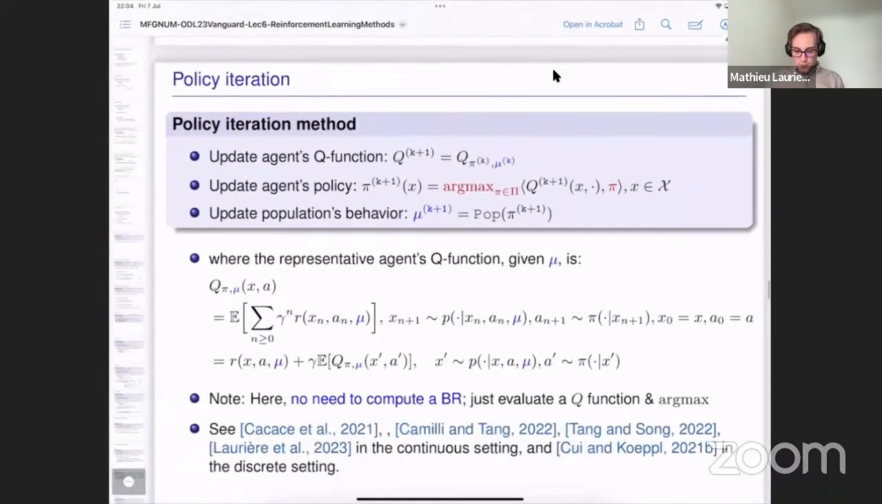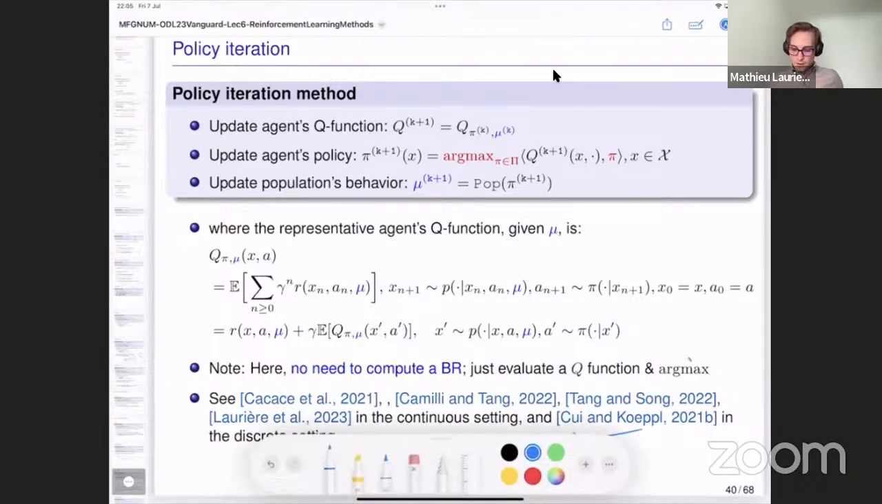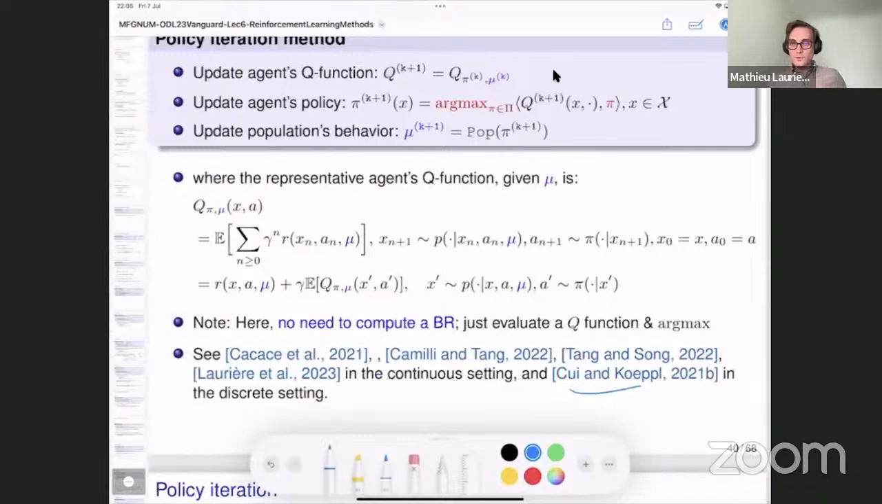So in fact, this method, here I describe it using Q functions, but it has also been studied in the continuous setting, continuous time, continuous space, in particular by Kakache and Camilli and co-authors, Qingtong and others, and also by Cui and co-authors in a reinforcement learning setting.